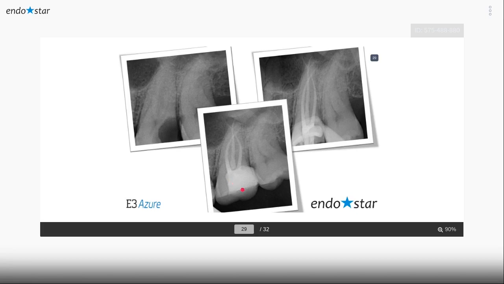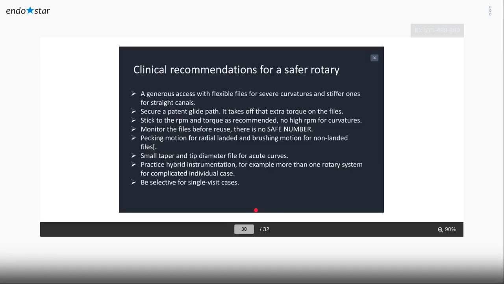So I hope you enjoyed this webinar, but I have one slide for you. It's a combination of the knowledge that we have in our books and my clinical preference. When you open your access and have a flexible file in a severe curvature, it's very good to use a larger size for flexible files in the canals.